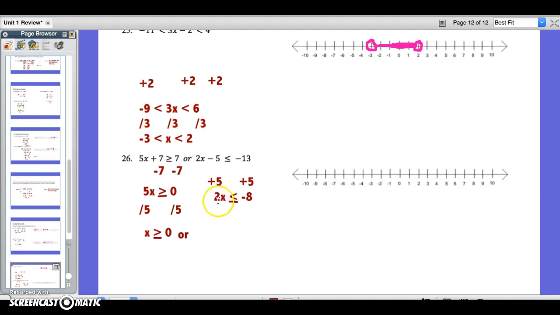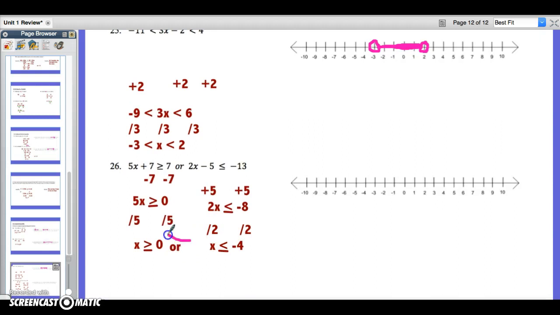Now I'm trying to get this x alone, so I need to divide by 2 on both sides. Divide by 2 here, divide by 2 there. Now I'm left with x is less than or equal to negative 4. Let me put my bar in there because it's very important that I keep that correct. Okay, so here's my solution. I have x is greater than or equal to 0, or x is less than or equal to negative 4. So that's my solution, so let's plot it.